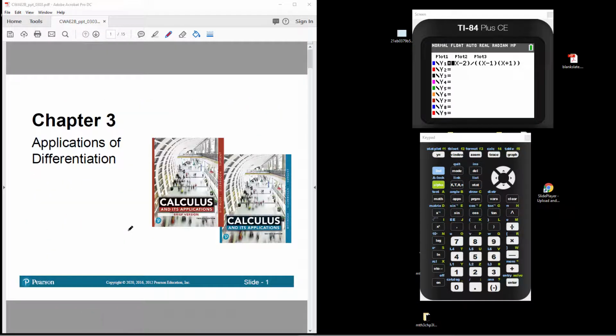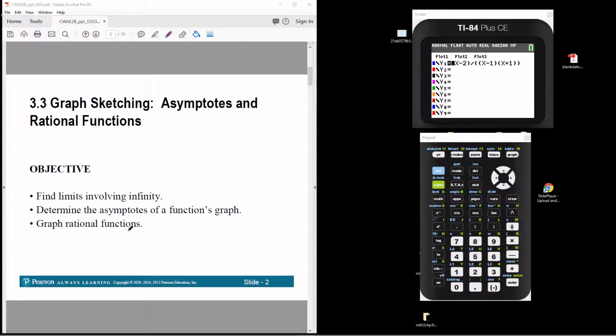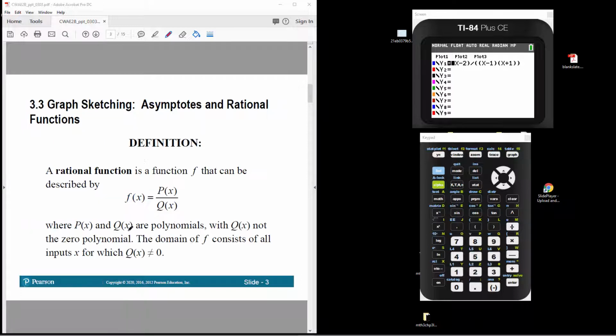Chapter 3, Applications of Differentiation. Chapter 3.3, Curve Sketching, Asymptotes, and Rational Functions. This focuses on finding the asymptotes of a graph and limits involving infinity, and the graphs of rational functions.